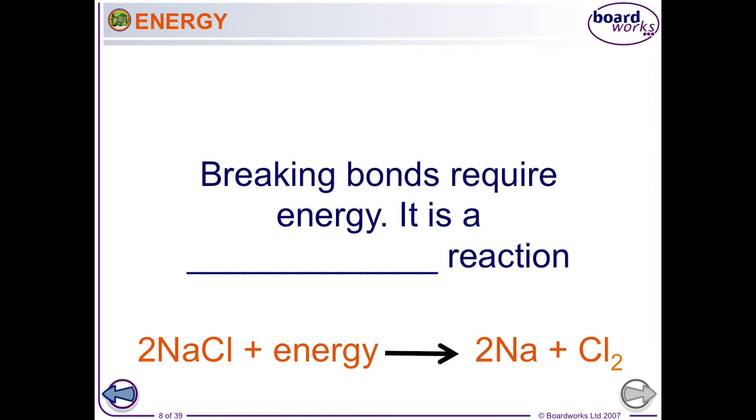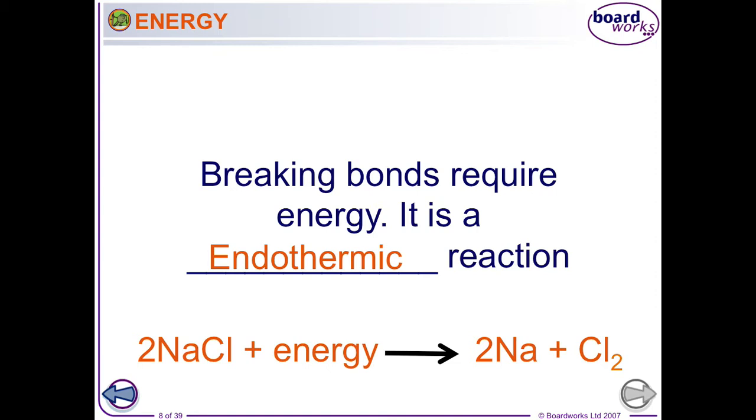Breaking bonds requires energy. Breaking bonds requires a certain type of action, meaning that it's going to require energy to break these bonds. So this would be, again, an endothermic reaction. So whenever bonds are broken, it's endothermic.